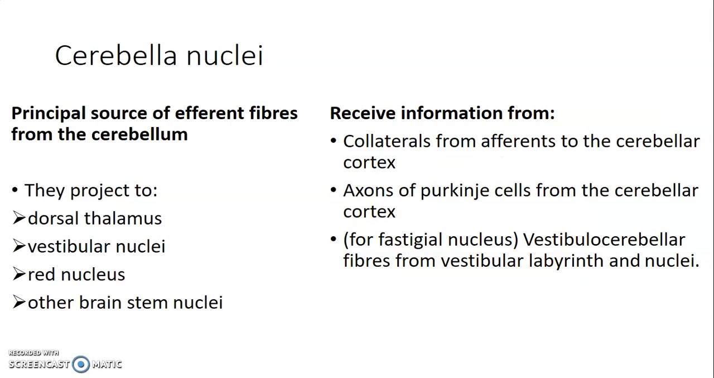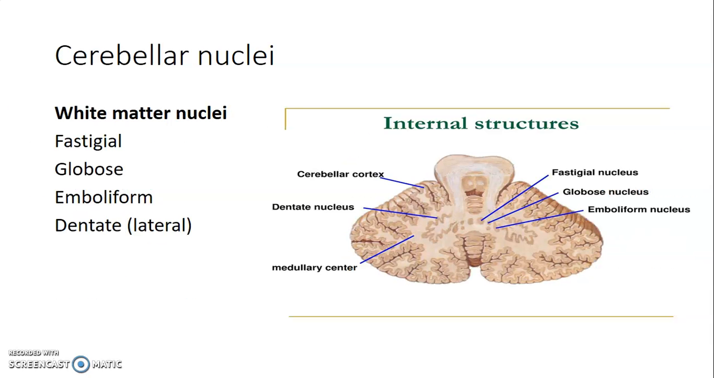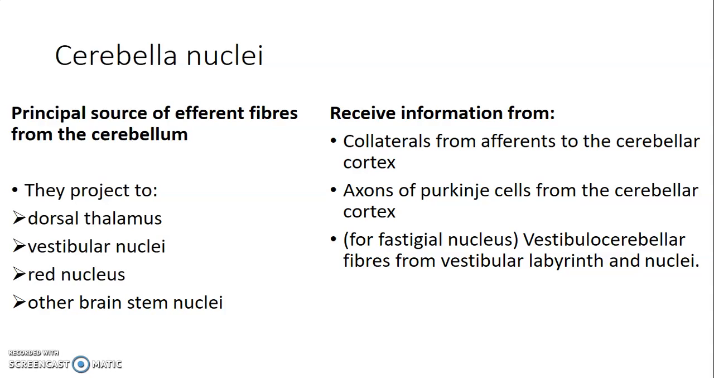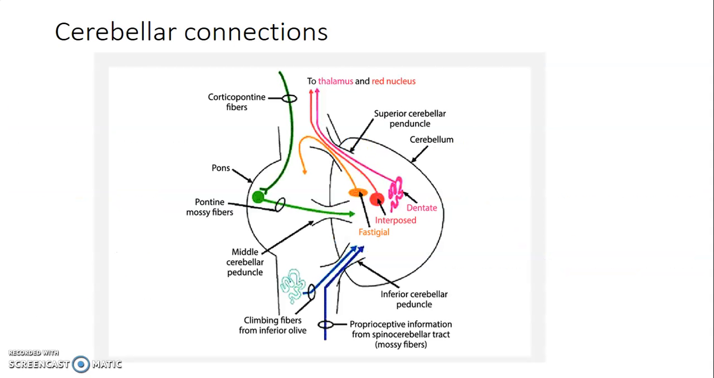The cerebellar nuclei are the principal source of efference from the cerebellum, and they usually project to the thalamus, vestibular nuclei, red nucleus, and other brainstem nuclei, while they receive information from collaterals from afferents to the cerebellar cortex, axons of Purkinje cells from the cerebellar cortex, and also vestibulocerebellar fibers from the vestibular labyrinth and nuclei.